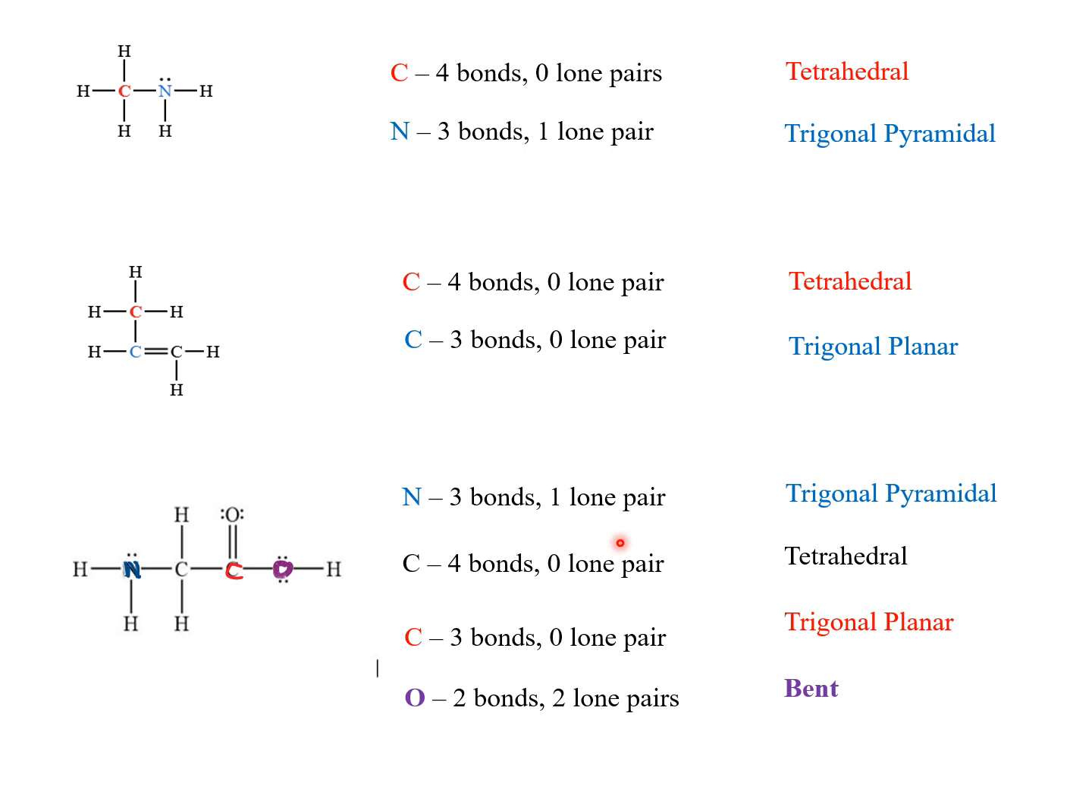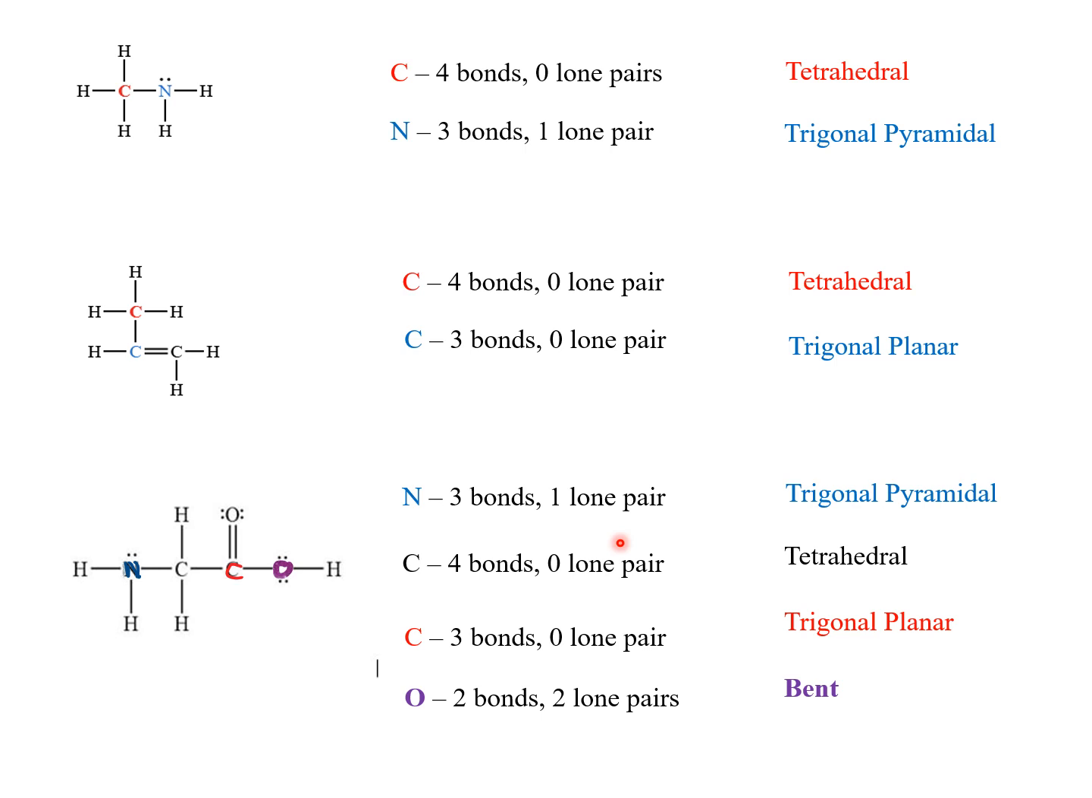Now, I hope you all are comfortable with predicting the shapes around any given molecule. Another important point is, if a molecular formula is given, you need to draw the correct Lewis structure. So after you draw the correct Lewis structure, then you need to predict the shapes. One more point you need to memorize and understand.